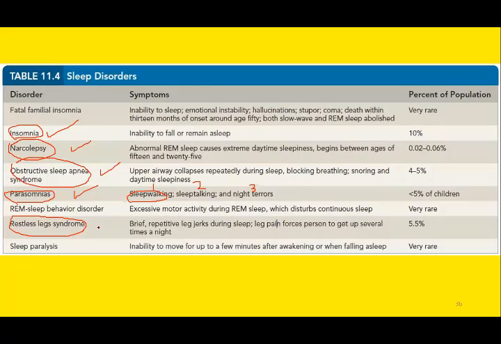Now another clinical condition is restless leg syndrome. Very common. You can see 5 to 6% of the population suffer from this restless leg syndrome. So what is restless leg syndrome? This is repetitive jerky movements, especially during sleep. And most of these movements are observed in the lower limb. That is why we call it the restless leg syndrome. So during sleep, the patient keeps on moving his lower limbs in a jerky fashion.